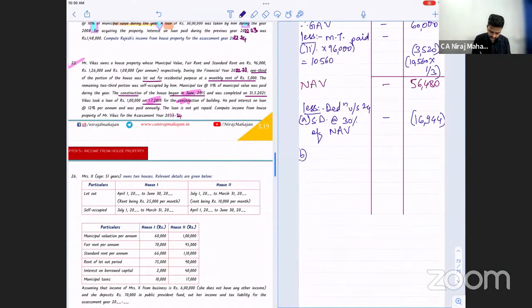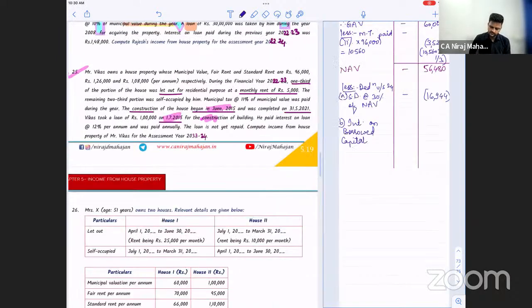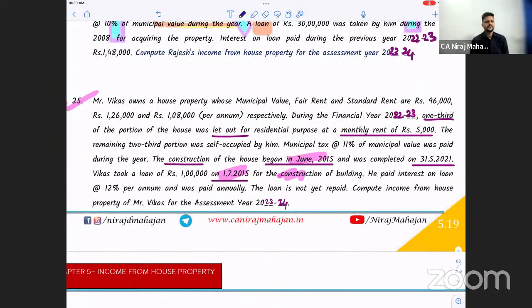And B is what? Interest on borrowed capital. Do we have anything here? Yes, we have. Interest on borrowed capital. Do you see something interesting in the question? Tell me. That the numbers are not directly given to you. But construction began in 15, was completed in 21. Okay. So what can happen in the current year? What's something we should also be careful about?